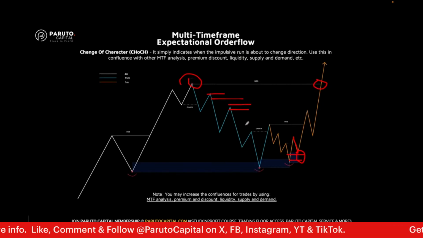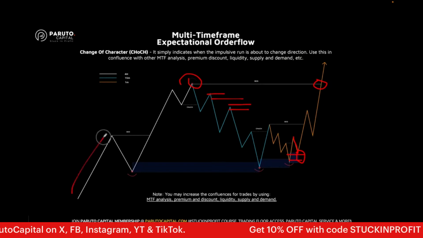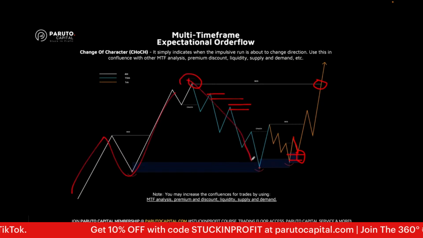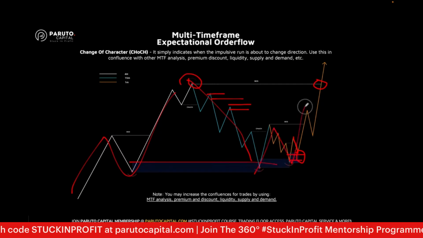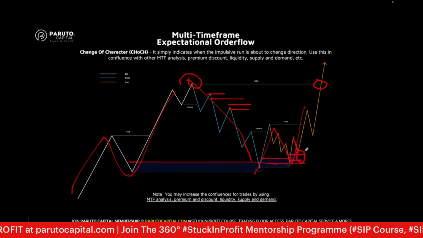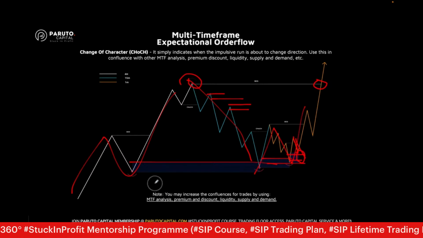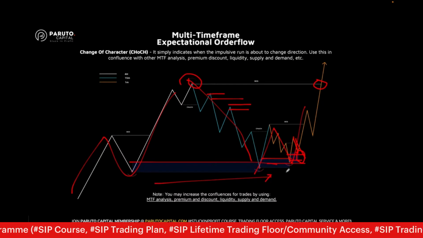So the expectational order flow concept is to say that because the market is trending up, we expect the market to continue to trend up. So eventually we expect that this will be protected, and we expect that all of the zones will also be protected, and then when the market does its thing, you have this expectational order flow that the market is always going to obey market structure.